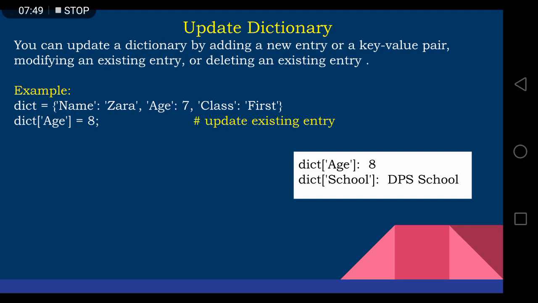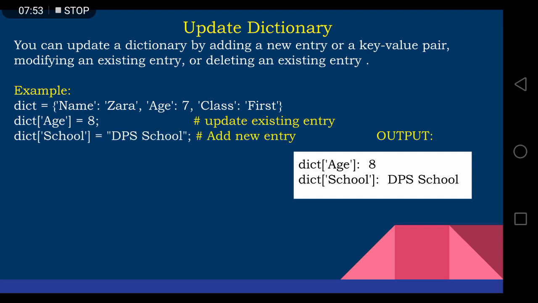This is called updating the existing entry: dict of school is equal to dbs school. Add new entry. This is the example to add the new entry, because there is no school variable inside the dict. Now we wanted to add one more variable called school, which has the value dps school. So for that we are giving this example for adding a new entry. That means we are adding one more set of key value pair.